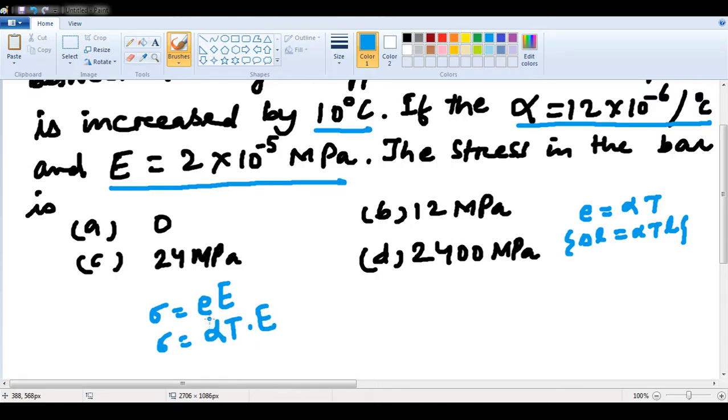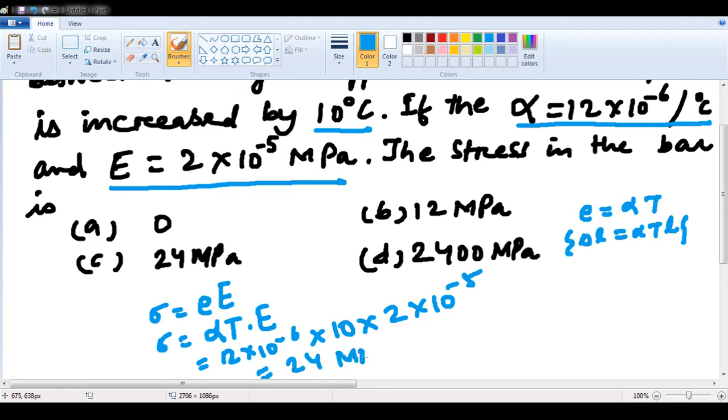So when I put the value of alpha T over here, alpha value is given, that is 12 into 10 to the power minus 6. Temperature change is given, that is 10, right? As well as the value of E is also given, that is 2 into 10 to the power minus 5. So if you see here, everything is given. So directly you get the value of stress, that is 24 megapascal. And question is asking about the stress. The stress in the bar is how much? So obviously it is answer C, 24 megapascal. Okay, I hope this is clear.